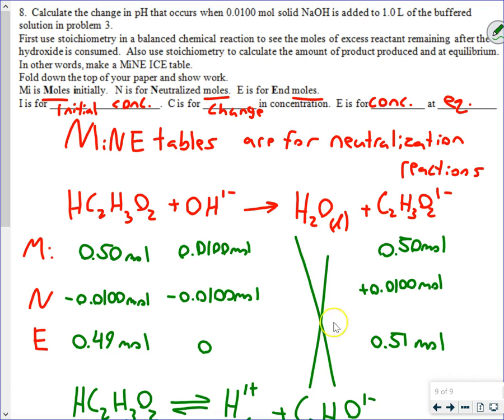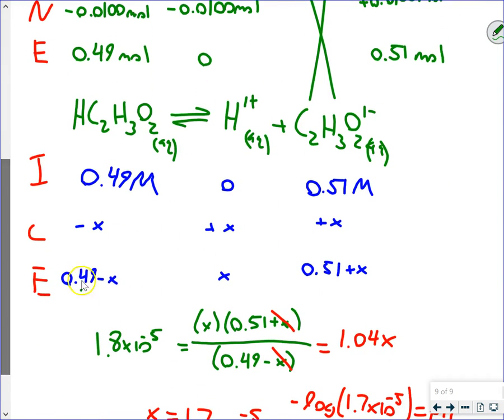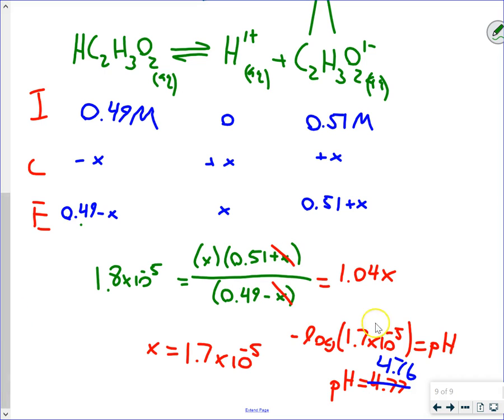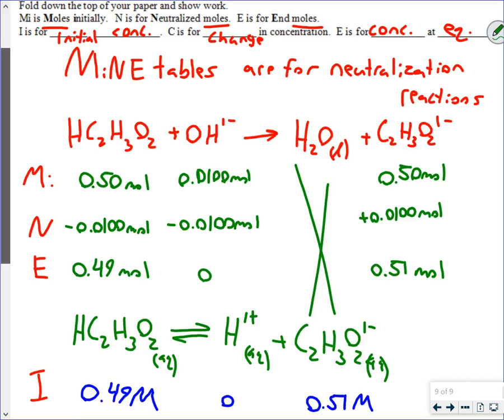You could take these values of moles, and we could set up an ICE table using the Ka of acetic acid, the dissociation reaction of acetic acid, plug in these concentrations, and solve for X, and then take the negative log of X to solve for the pH once you're all done with that. That's kind of a pain in the butt, so we're not going to do that. We can make it easier.